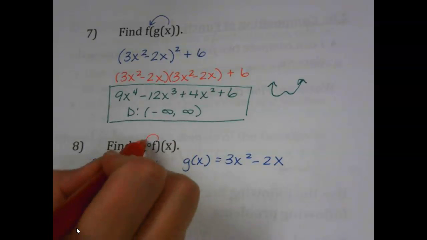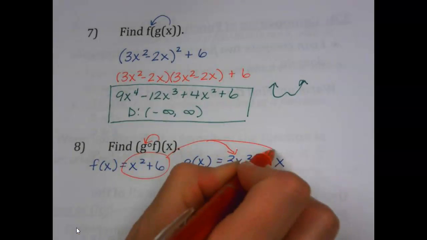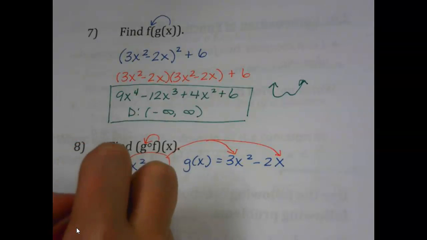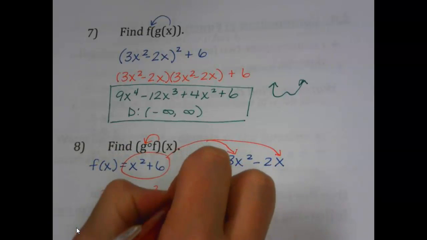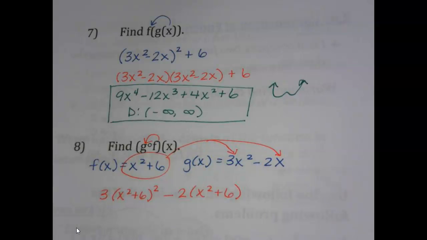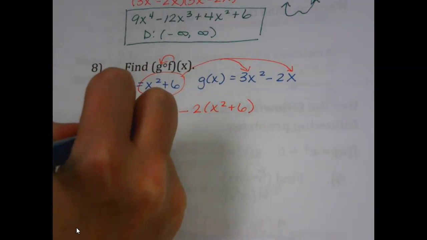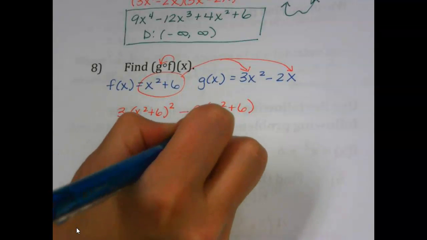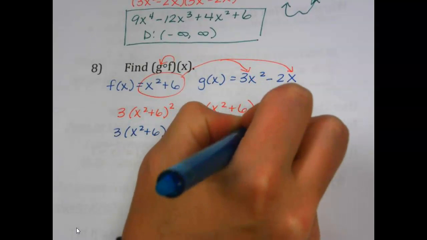All right, so if we're going to put f into g, that means we're going to take this whole f function here and put it into g, but g has two x's, so we have to put it in for both of those x's. So we have 3 times x squared plus 6 squared minus 2 times x squared plus 6. Again, this one is being squared. Just like we talked about last time, squaring means multiplying it by itself. So we have to take x squared plus 6 and write it out twice. Meanwhile, we can distribute this negative 2 to negative 2x squared minus 12.